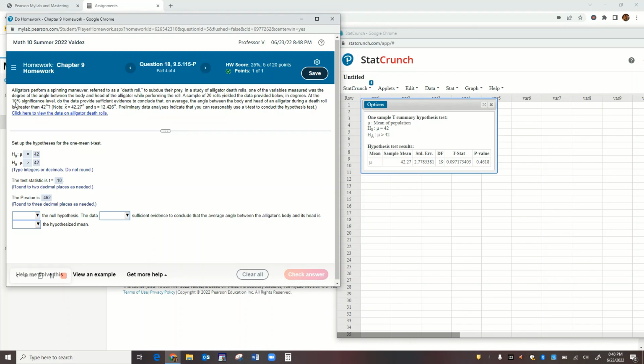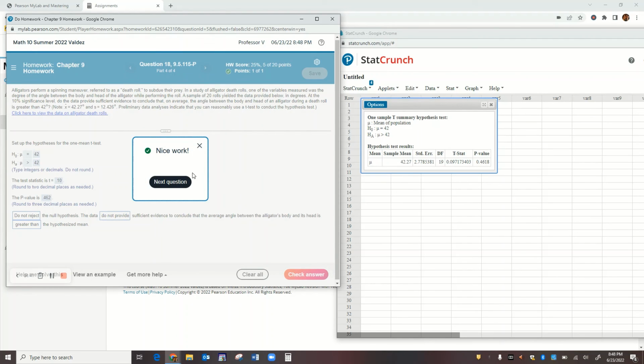We have a 10% significance level, that's 0.1, and p-value is larger than alpha. So again, fail to reject the null. Do not reject the null. The data do not provide sufficient evidence to conclude that the average angle between the alligator's body and its head is greater than the hypothesized mean.